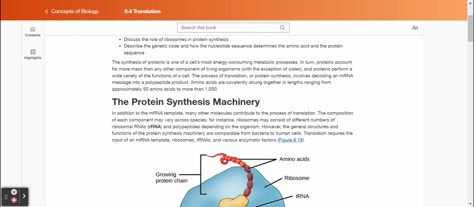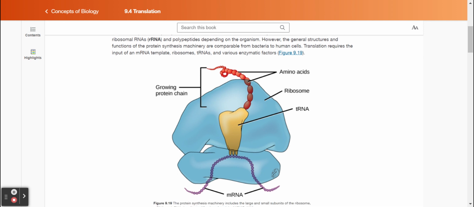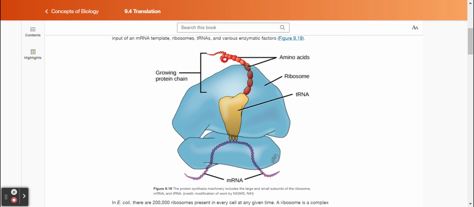The protein synthesis machinery. In addition to the mRNA template, many other molecules contribute to the process of translation. The composition of each component may vary across species. For example, ribosomes may consist of different numbers of ribosomal RNAs, rRNAs, and polypeptides depending on the organism. However, the general structures and functions of the protein synthesis machinery are comparable from bacteria to human cells. Translation requires the input of an mRNA template, ribosomes, transfer RNAs, and various enzymatic factors. Figure 9.19. The protein synthesis machinery includes the large and small subunits of the ribosome, mRNA, and tRNA.